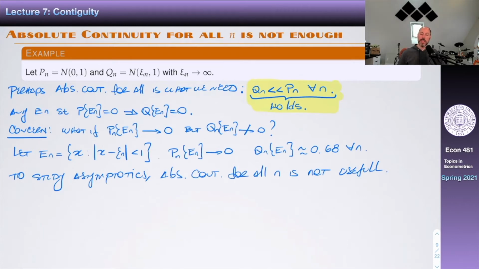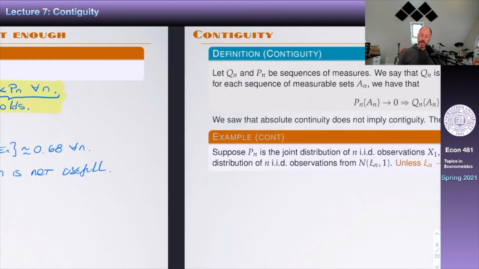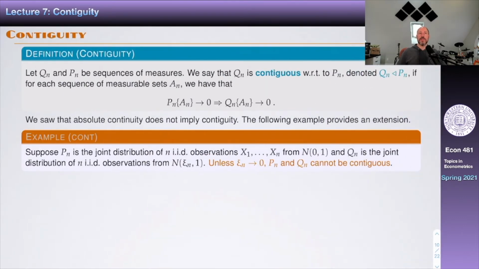What we need is something different. We need something that allows us to say stuff in the limit, and that definition is the definition of contiguity. So here we say, let Qn and Pn be sequences of measures. We say that Qn is contiguous with respect to Pn, and we're going to denote this by this little inverted triangle.